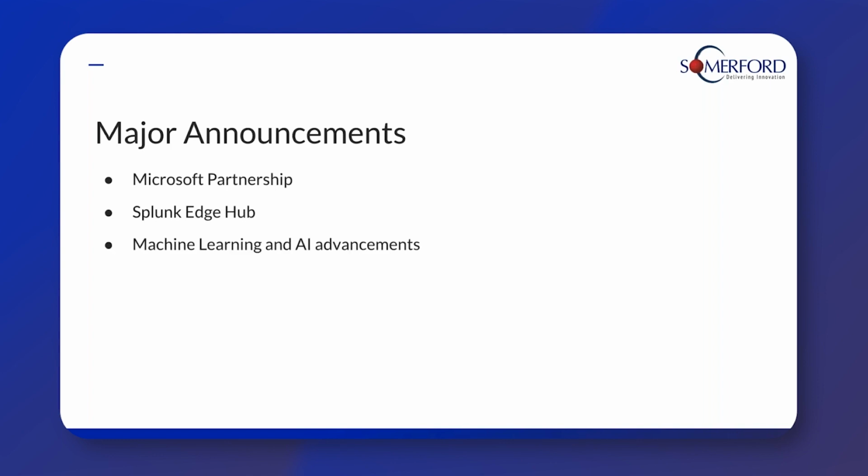And then the third thing that was really key about what they were going on about at .conf was AI. It's everywhere, obviously, but Splunk are also joining in. Now, Splunk have been doing AI and machine learning for quite a while with the Machine Learning Toolkit, but what they're actually doing now is advancing that to the next level.